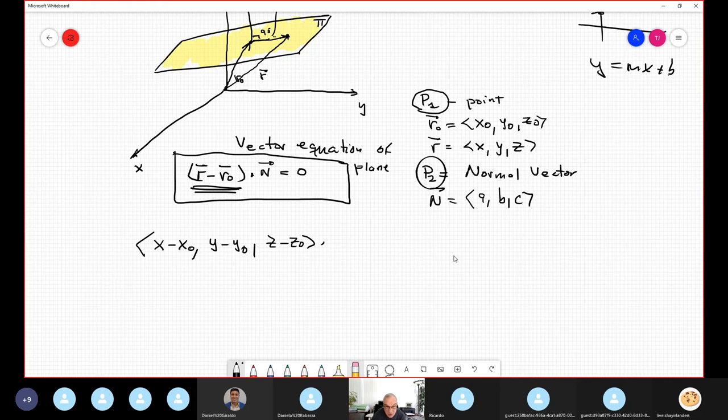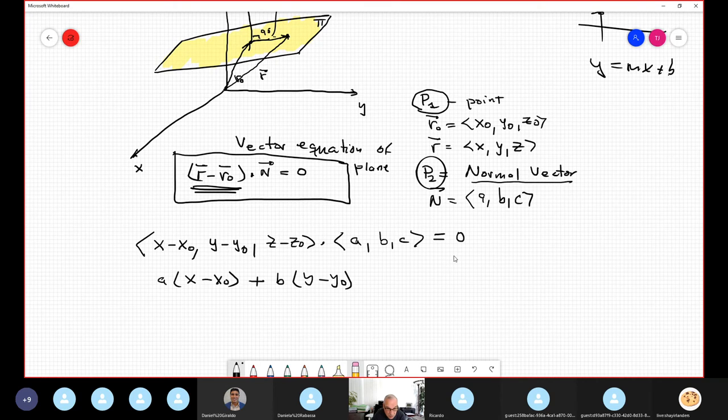You remember that. And dot product, the normal vector, the components I call A, B, C, okay, I don't know why. So this is equal to zero. Now you perform the dot product. So it's A times X minus X zero plus B times Y minus Y zero plus C times Z minus Z zero is equal to zero.